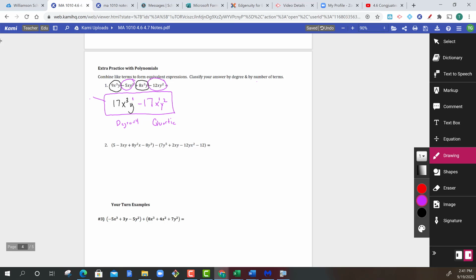They also want us to classify by number of terms. There's only 2 terms in this problem. Remember, this is a term and this is a term. So if there's 2 terms, that is a binomial.